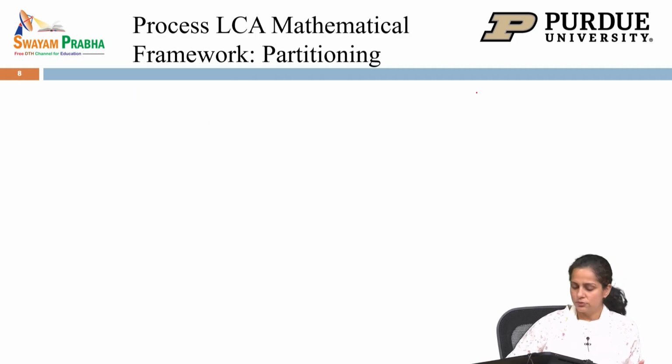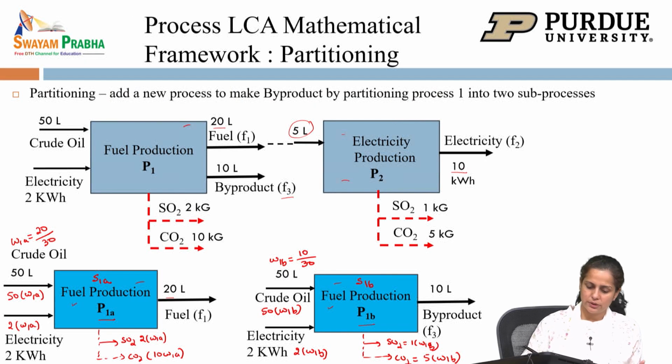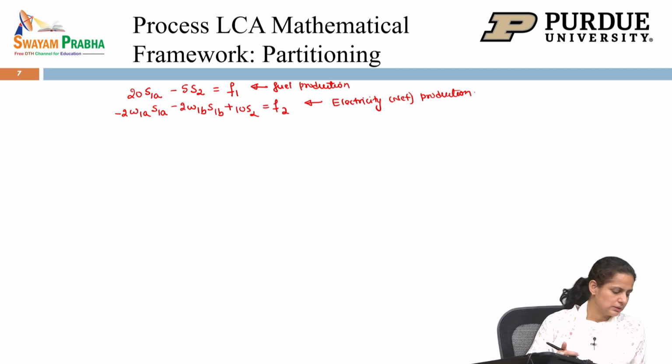And now, since we have modified our system to get a third product as byproduct, we will write a balance for byproduct as well. So, we have 10 times being produced and we do not have anything being consumed. So, we can write that equation as 10 times S1B is equal to F3.